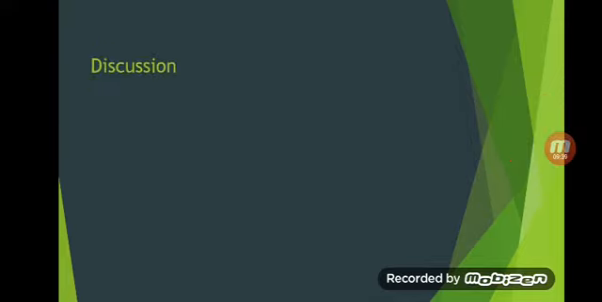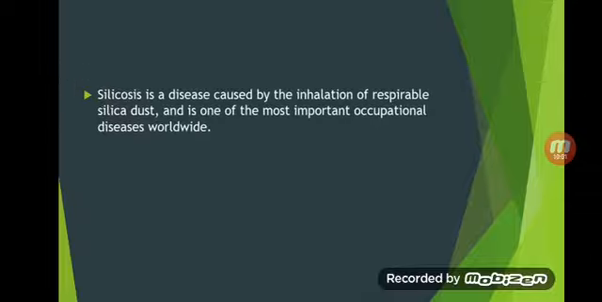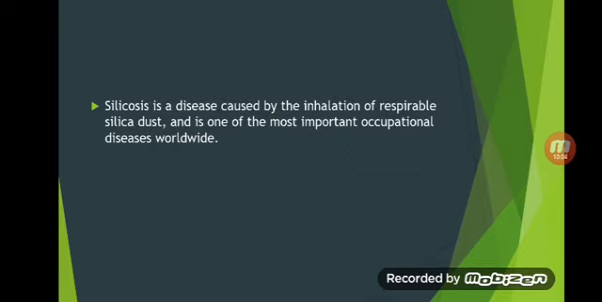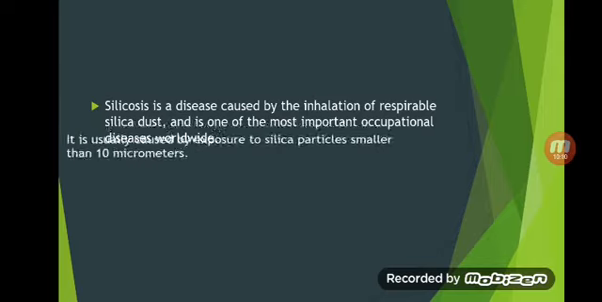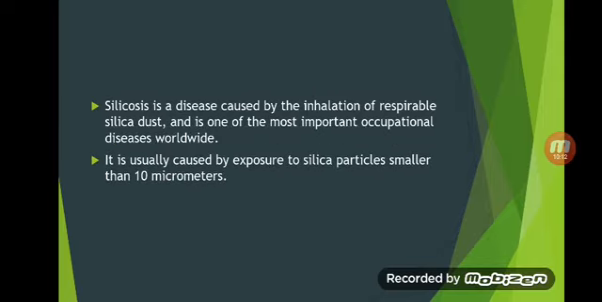So, what we know about silicosis is that it is a disease caused by inhalation of silica dust, and it is one of the most important occupational lung diseases. It's usually caused by exposure to silica particles smaller than 10 micrometers in diameter, very small. It occurs in mining, drilling, and sandblasting activities.